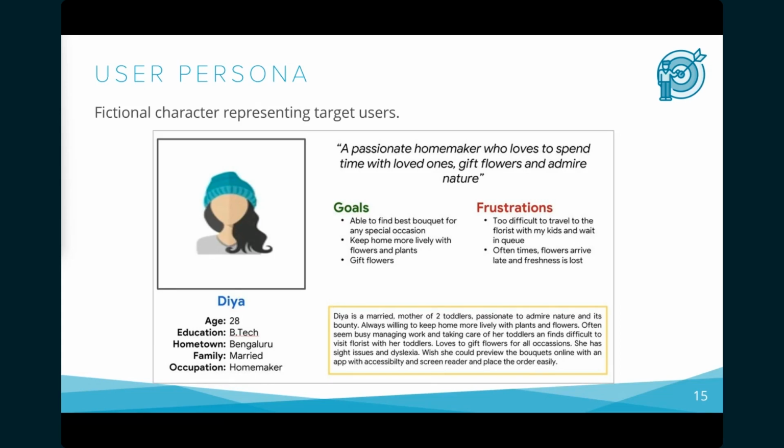So here, the persona Dia. Dia is a married mother of 2 toddlers, passionate to admire nature and its bounty, always willing to keep home more lively with plants and flowers. She often seems busy managing work and taking care of her toddlers, and finds it difficult to visit a florist with her toddlers. She loves to give flowers for all occasions. She has sight issues and dyslexia. She wishes she could preview the bouquets online using an app with accessibility and a screen reader, and place the order easily and quickly.